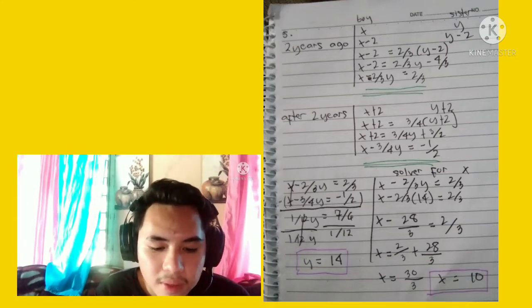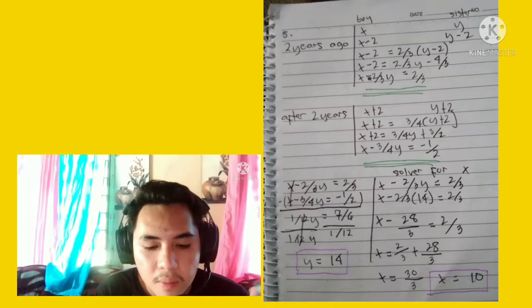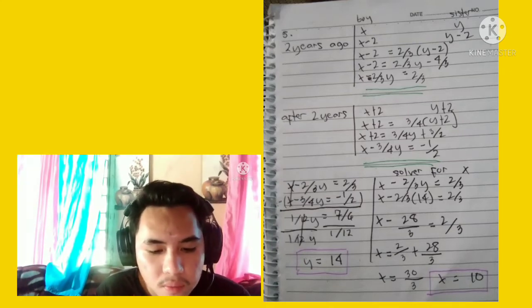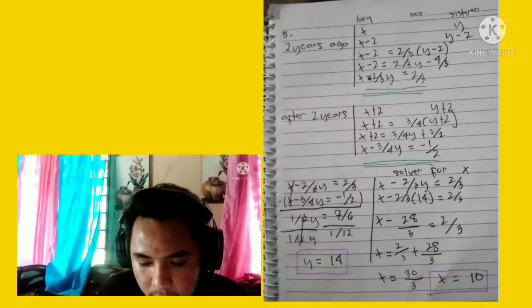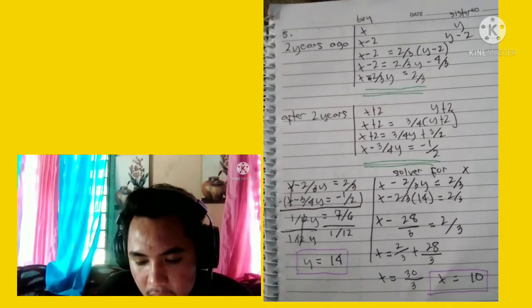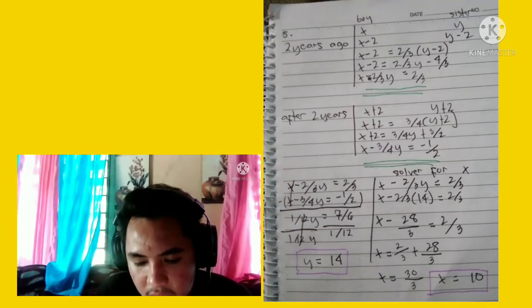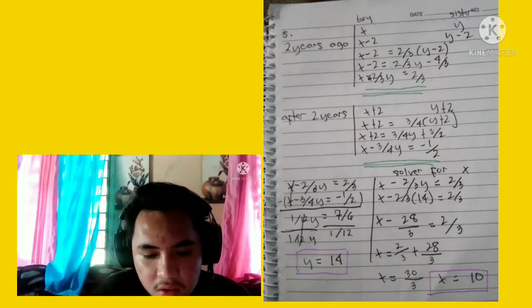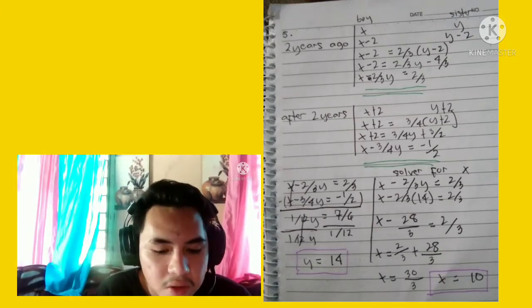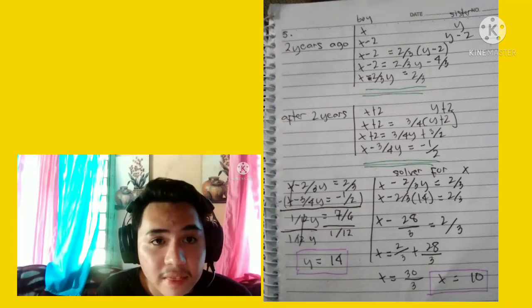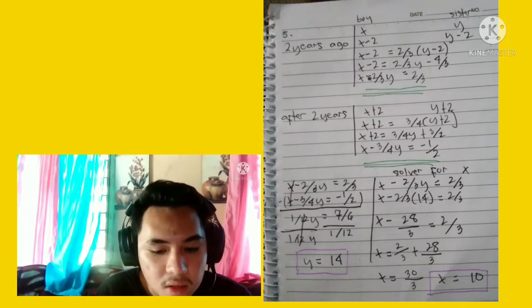Then because 2 years ago, the boy is 2/3 as old as his sister. So we have now x minus 2 equals 2/3 times the age of his sister.